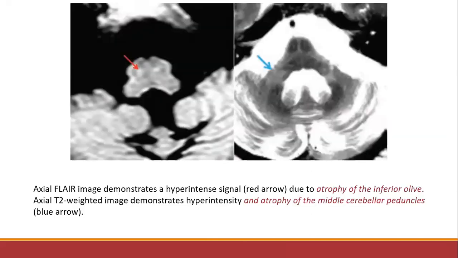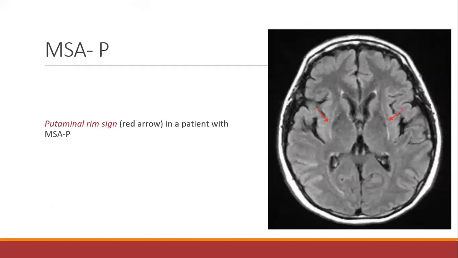In addition to the hot cross bun sign, you can have hyperintense signals due to atrophy of the inferior olive, which you see here with the red arrow, and you can have hyperintensity and atrophy of the middle cerebellar peduncle. In PSP, we discussed that there can be hyperintensity of the superior cerebellar peduncle. In MSA-P, there will be putaminal atrophy, and this leads to the putaminal rim sign, which is seen here.